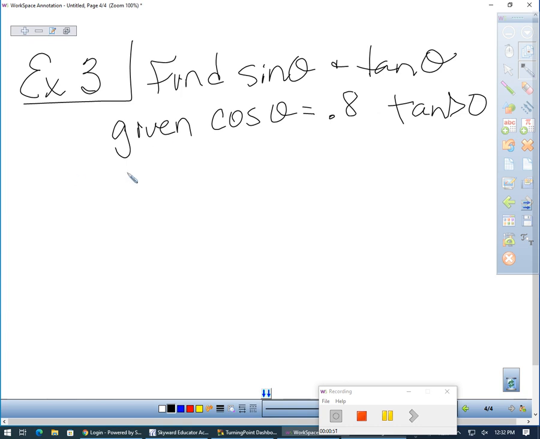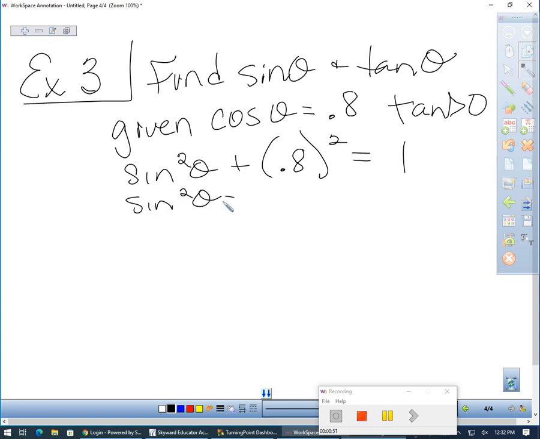Yes. All right, so we're going to go sine squared theta plus cosine squared theta, or 0.8 squared, equals 1. All right. So sine squared theta plus 0.8 squared, which is 0.64, equals 1. Subtracting 0.64 to the other side, I get sine squared theta equals 0.36.